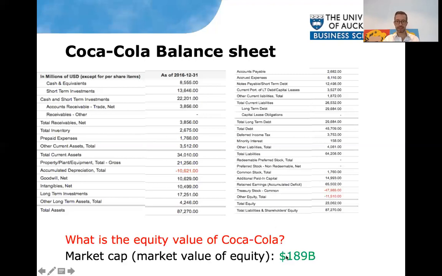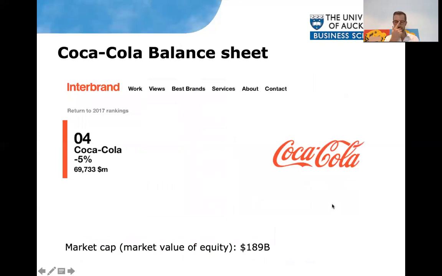The question is why the market capitalization of Coca-Cola is 189 billion, but the owners only have 23 billion inside. And the answer is, again, what we discussed before for Tesla: the brand of Coca-Cola, which is one of the most valuable in the world, is not inside the balance sheet. You can see in the 2017 rankings of Interbrand, that was worth $70 billion. And so this already bridges a gap between the market value of Coca-Cola and their accounting or book value that you can see in the balance sheet.